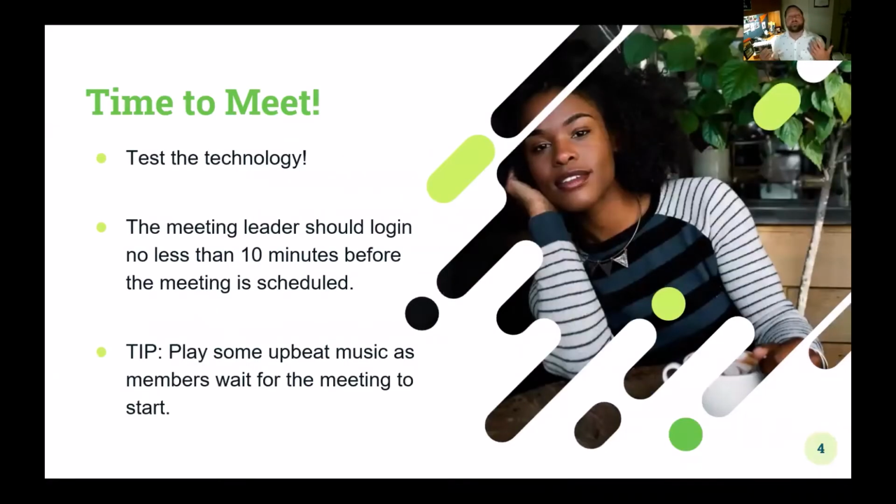All right, so now it's time to actually meet. So here are the things that you want to think about when it's time to actually meet, right? The first thing you want to do is test the technology.